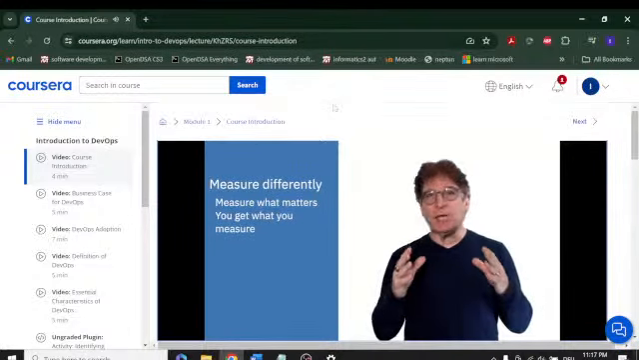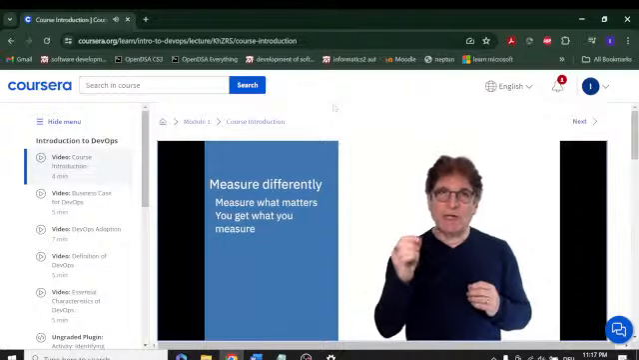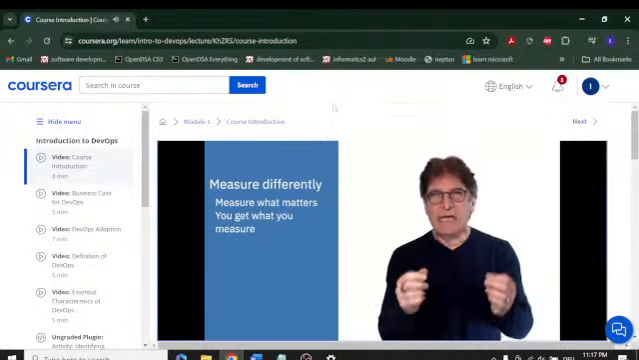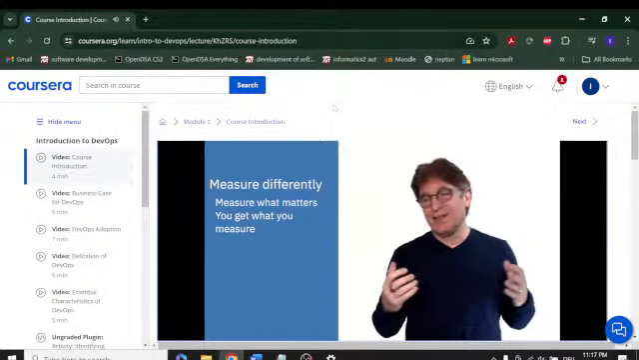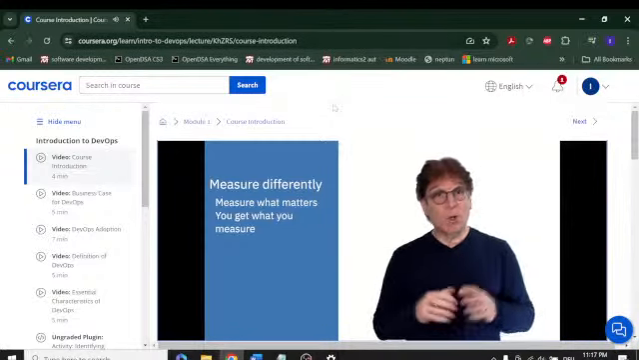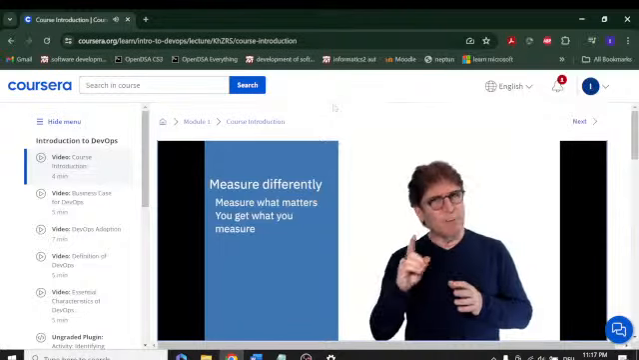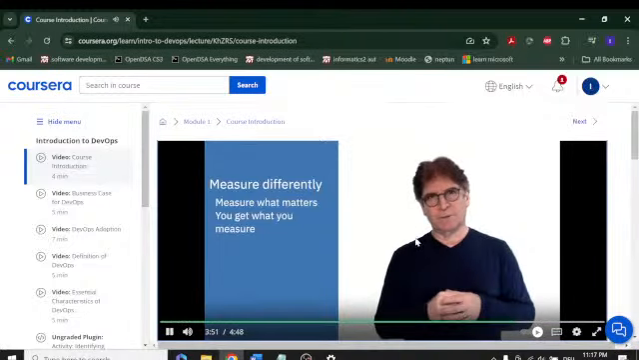The last cultural change we'll discuss is measuring differently, and how changing your measurement system to encourage the correct behavior is critical for your success, because you get what you measure. We'll also look at how to avoid being fooled by vanity metrics and how you can use actionable metrics to gain valuable insight about your product and your customers.